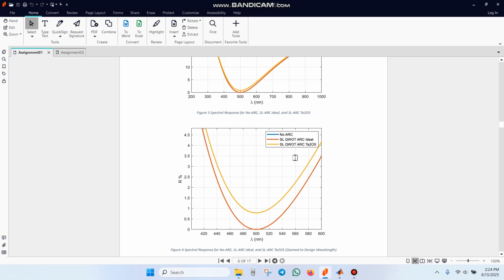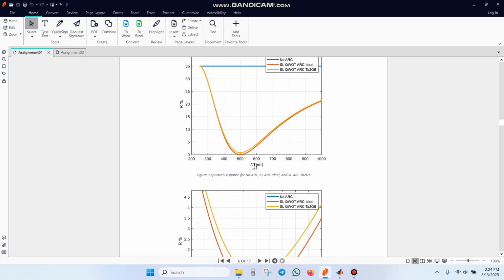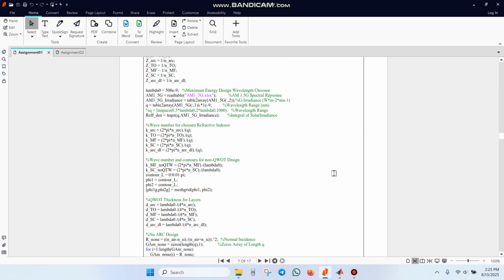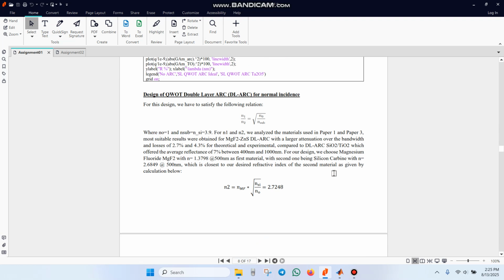But in real life, since we don't have an ideal material, we instead use tantalum pentoxide, so you can see there is some reflectivity that is being offered by this real material compared to the ideal material for the single layer optical thickness design. But it should be noted that the margin for the reflectivity is quite narrow, and only at 500 nanometer does it go to exactly zero. Okay, so this is the code followed by the second design.